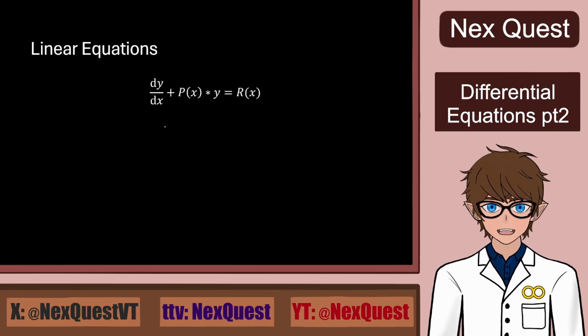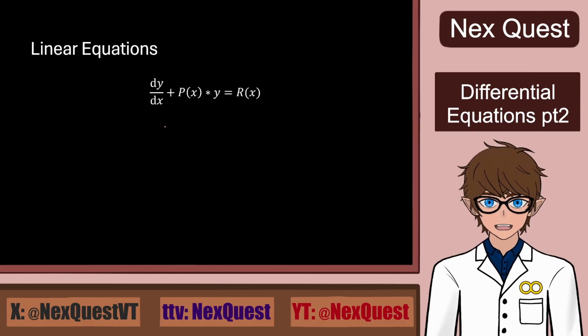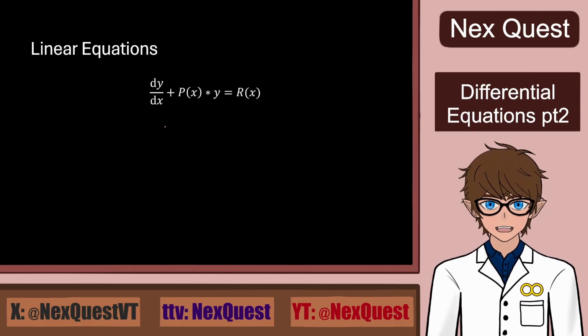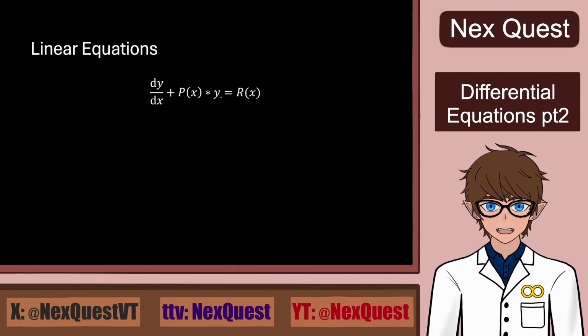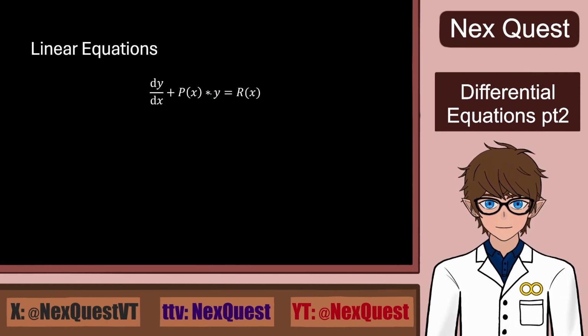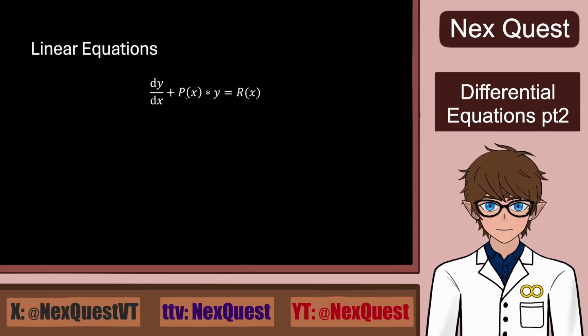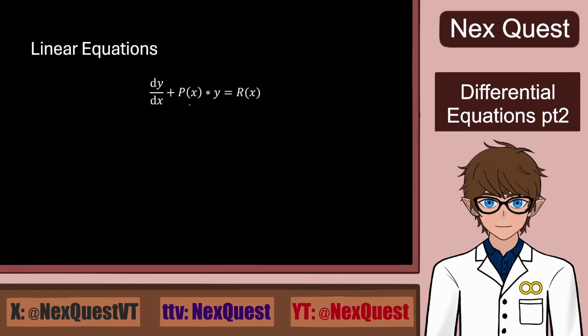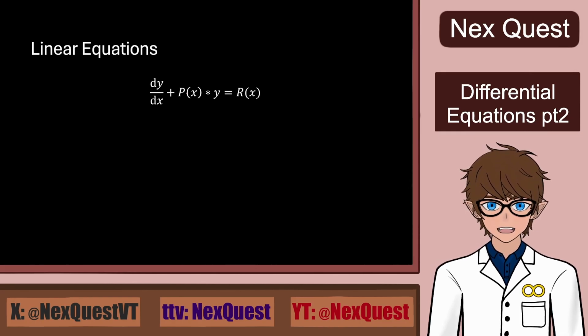Now we get to linear equations, and this is one such example. We have a derivative, some function p of x multiplied by y, that's only to the power of 1 because it's a linear equation, and then another function r of x. The difference here is that these equations can't be separated, but still follow linear structure, as in y being the main variable and it being to the power of 1.